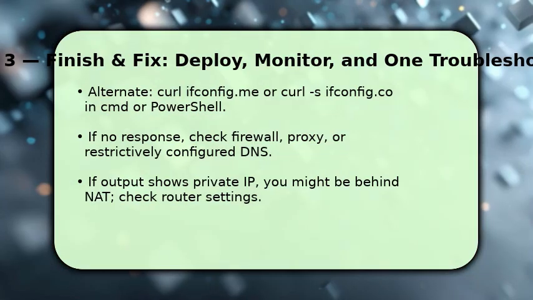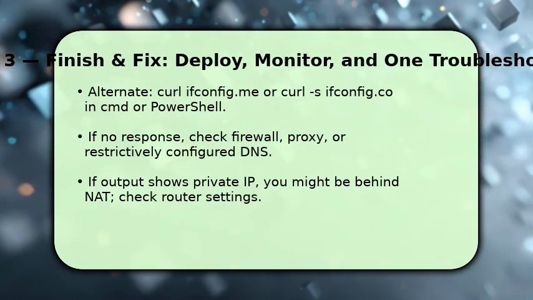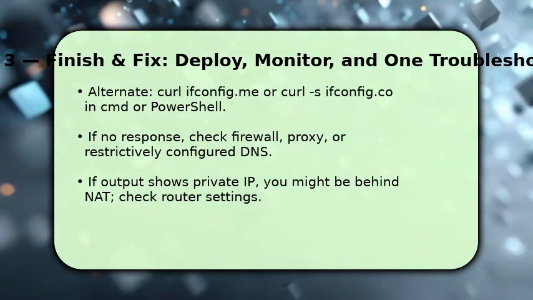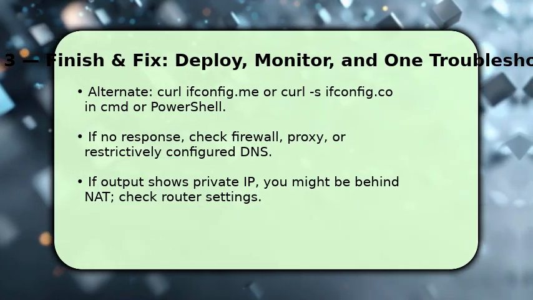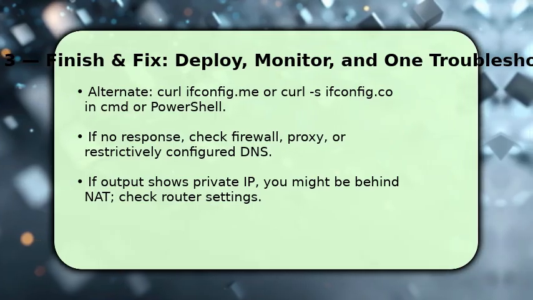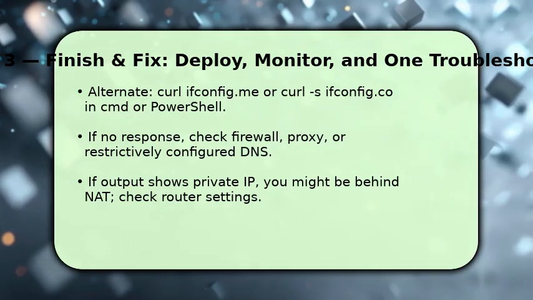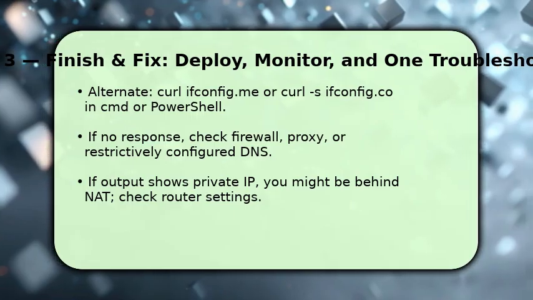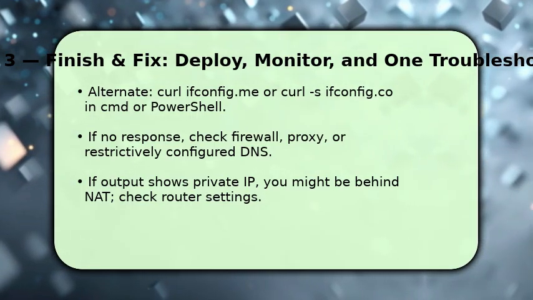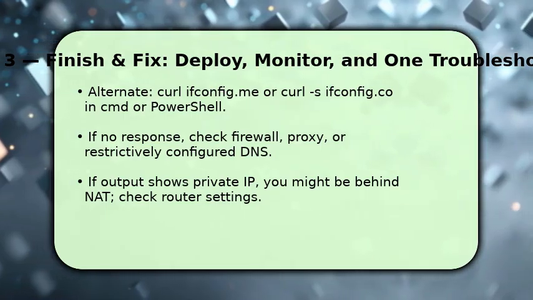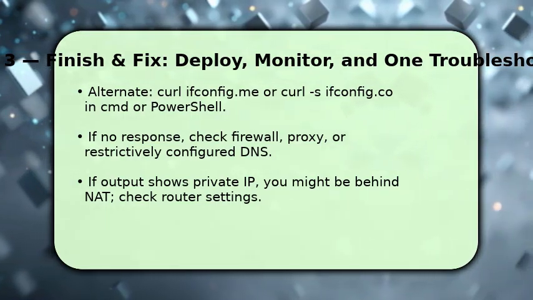If nslookup fails, try curl ifconfig.me in Command Prompt or PowerShell. That requests a simple external service and returns your public IP. Once done, you can compare outputs to ensure consistency. If you get no response, make sure firewall rules or a corporate proxy are not blocking outbound HTTP or DNS. Temporarily disable or check settings and retry.